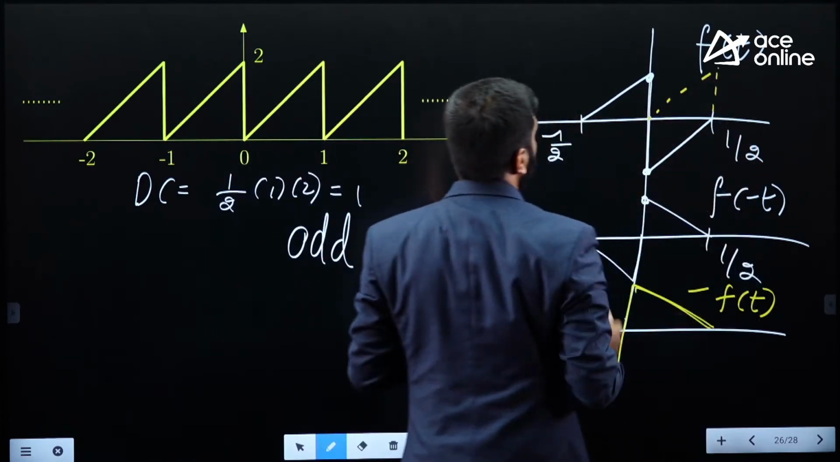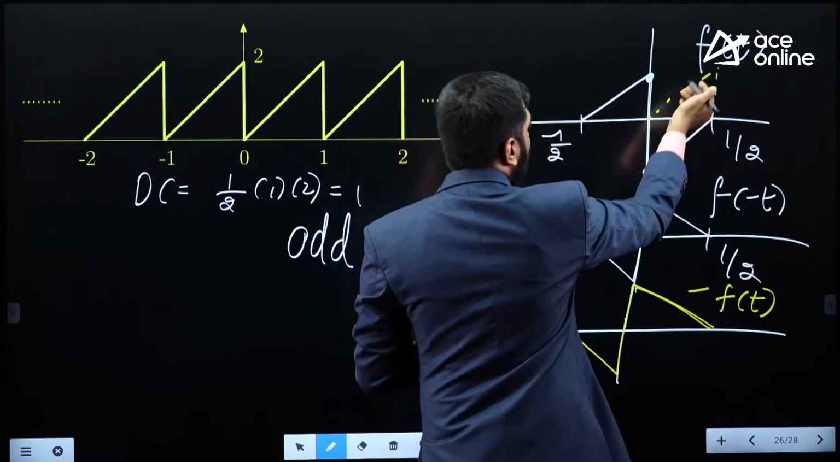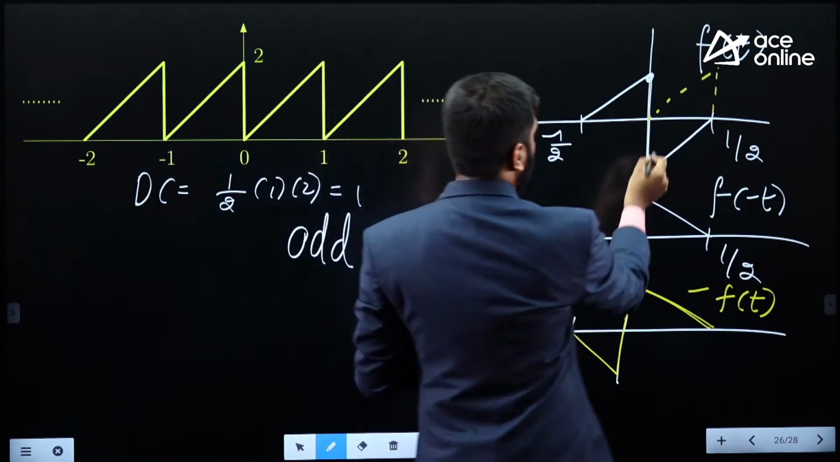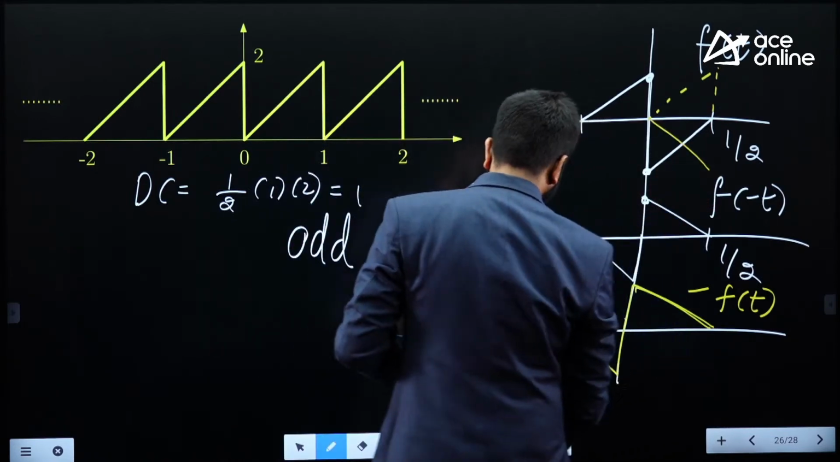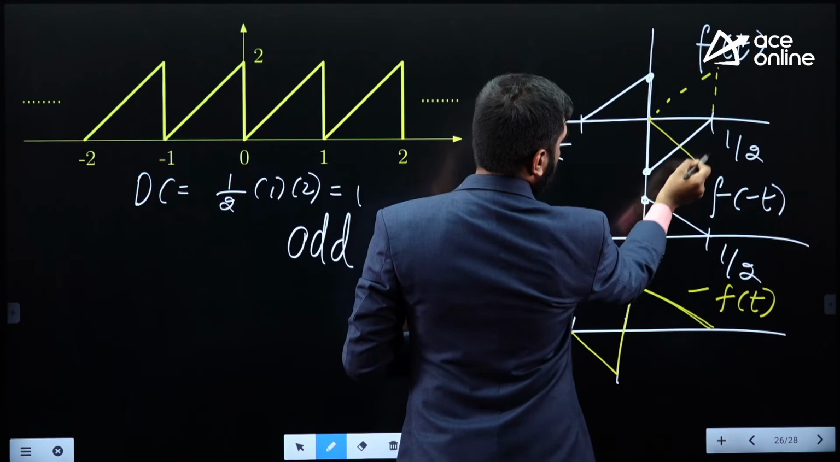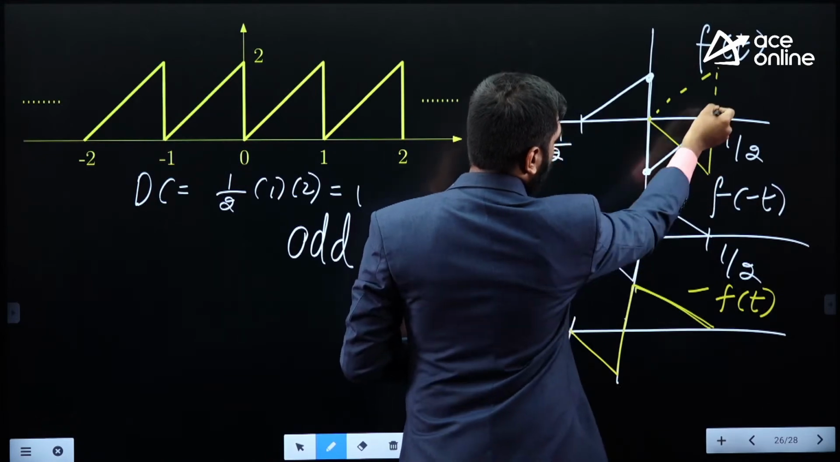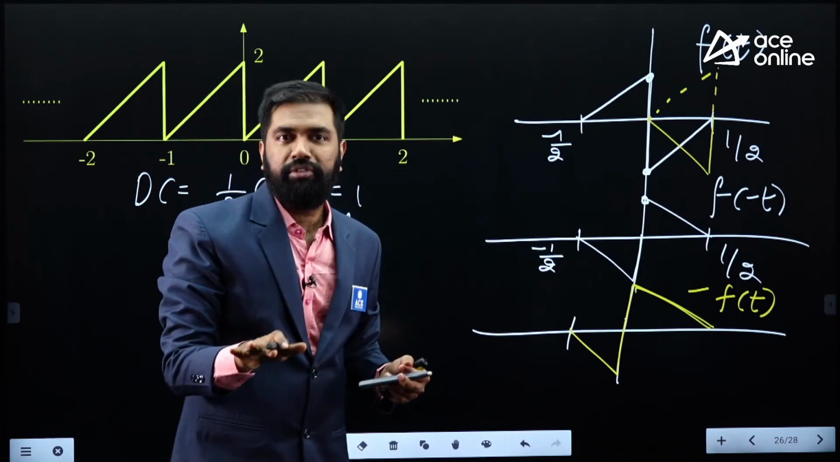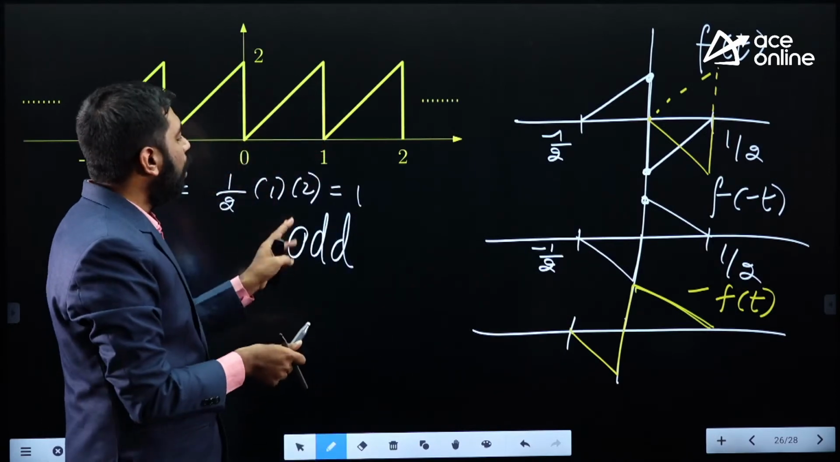I have shifted, and then I have to rotate this about the x-axis. When I rotate this about the x-axis, I get a waveform like this. Is this overlapping with this? No, right? That means it has no half-wave symmetry. It has got hidden odd symmetry.